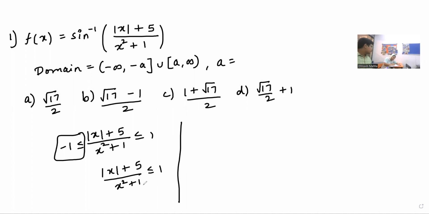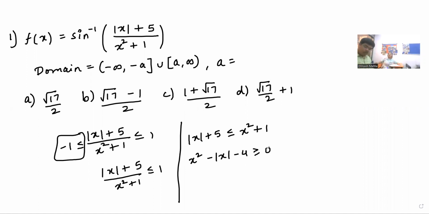Now see, in linear inequalities we had learned one rule: when we multiply or divide by a negative number, the sign reverses. Now what do you think about this x square plus 1? We know that x square is positive, right? Plus 1, so x square plus 1 has to be positive. So we can directly multiply, and the sign will not reverse. So we'll get mod x plus 5 is less than equal to x square plus 1. I'm taking everything on the same side. We have x square, we have minus mod x minus 4 greater than equal to 0.